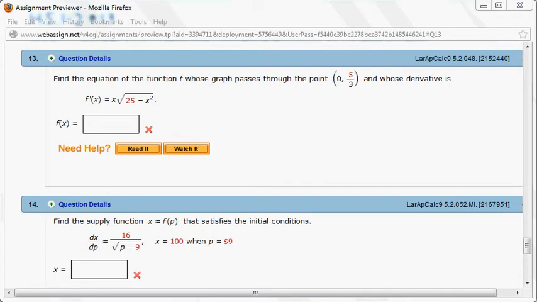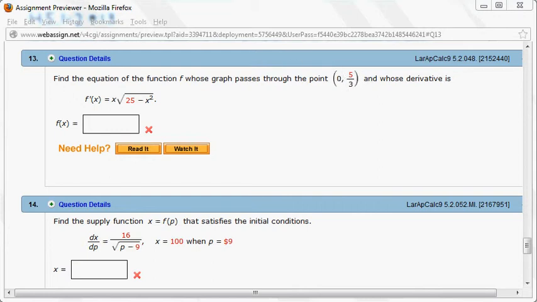Okay, let's look at homework 5.1, 5.2, number 13. We want to find the equation of the function f, which passes through the given point (0, 5/3). Its derivative is given. So once you know the derivative, in order to go back to the original function, all you have to do is take the antiderivative. Then this will give us a clue to find the value of the constant c.